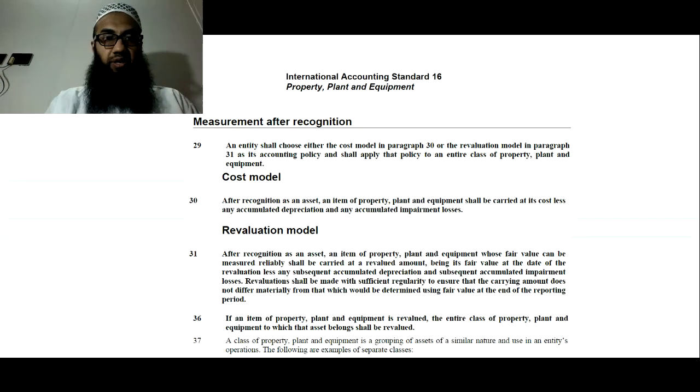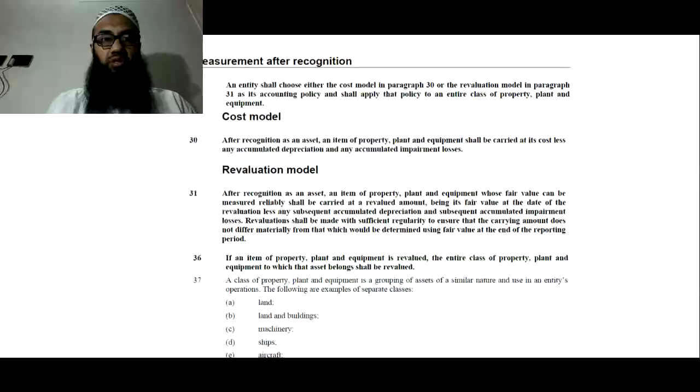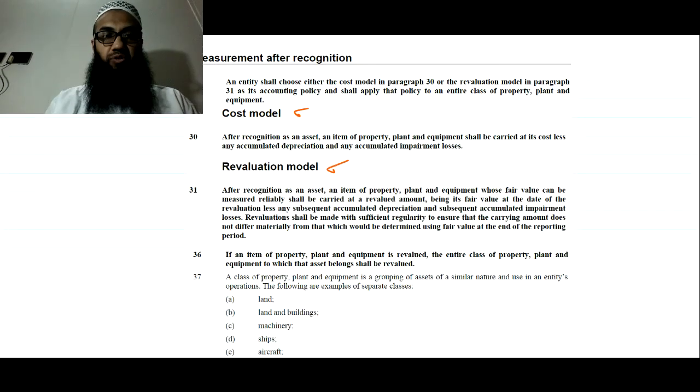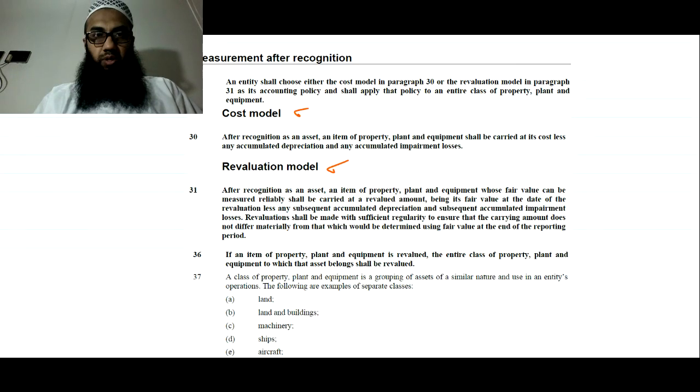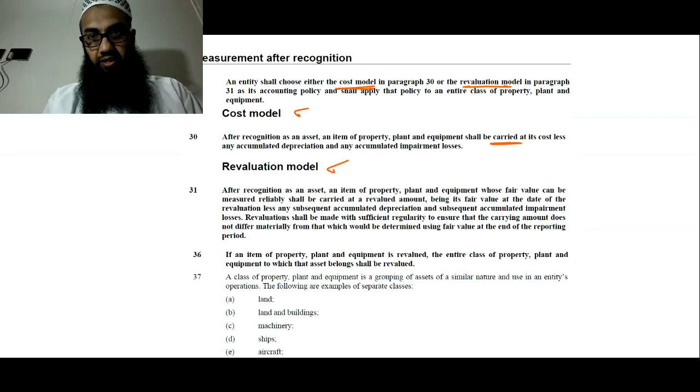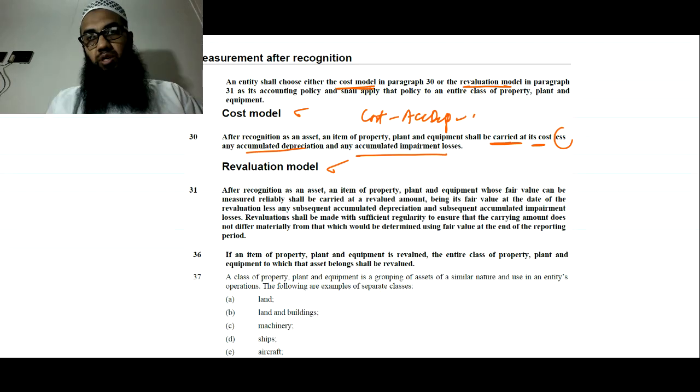Here are some standard paragraphs. Measurement basis, there are two models. One is cost model, the other one is revaluation model. In cost model, asset is being carried at its cost less accumulated depreciation and accumulated impairment losses. Means our formula in the balance sheet is cost minus accumulated depreciation minus accumulated impairment losses.